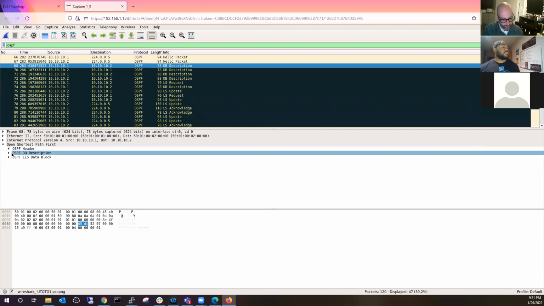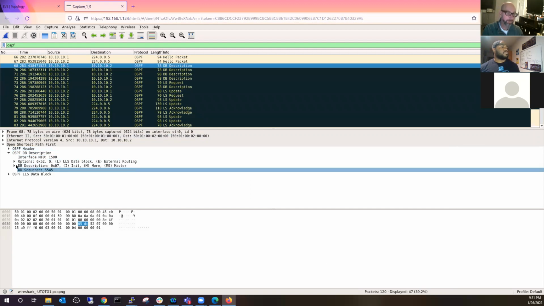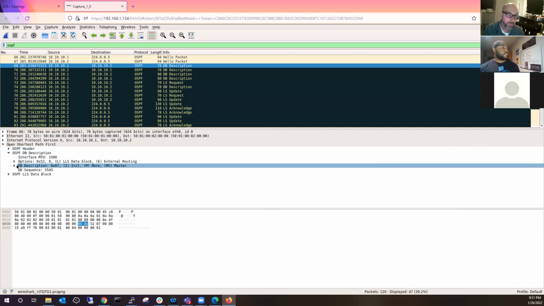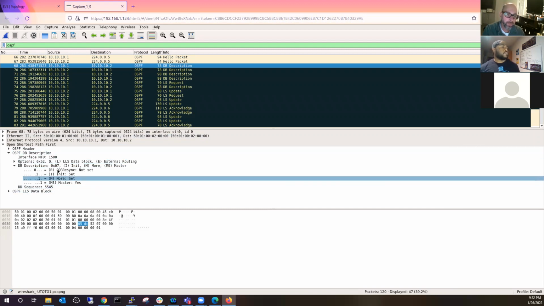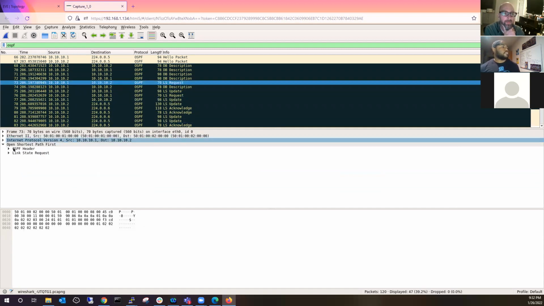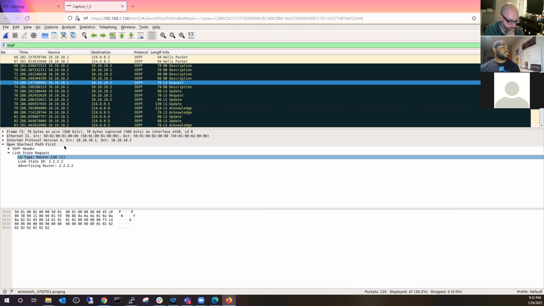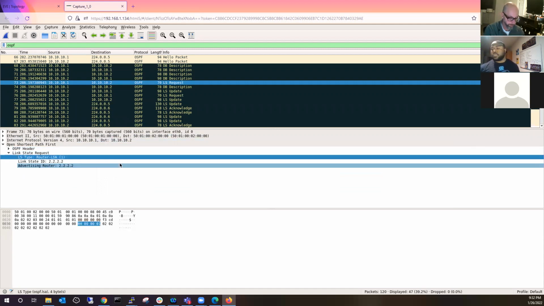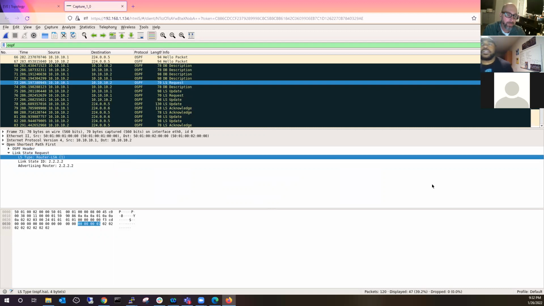Okay. And what happens is within the area, there's what's known as the router LSA. LSA number 1. Then you have LSA 2, where they're talking about the networks within that area. Okay. And then you have your LSA 3.